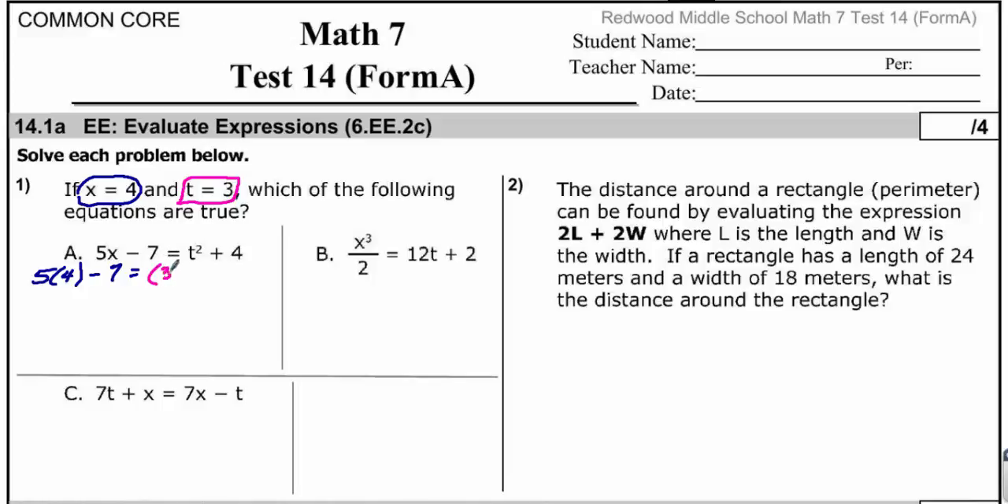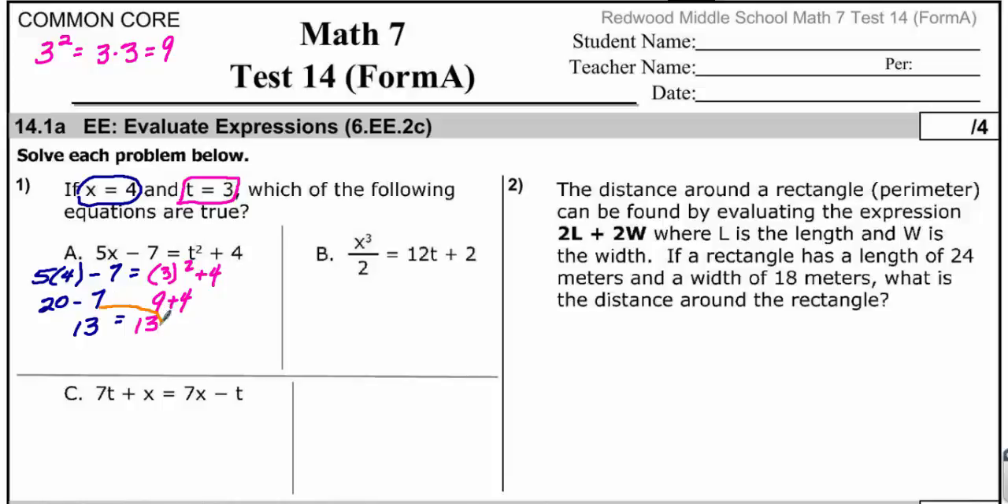So that means we have 3 squared plus 4. 3 squared, right here, let's just remind ourselves, 3 squared means 3 times 3. Not 3 times 2, 3 times 3. Gives us a total of 9. So the left side of this, 5 times 4 is 20, minus 7. 20 minus 7 is 13. And the right-hand side of this, 3 squared, that means 3 times 3 is 9. 9 plus 4 is also 13.